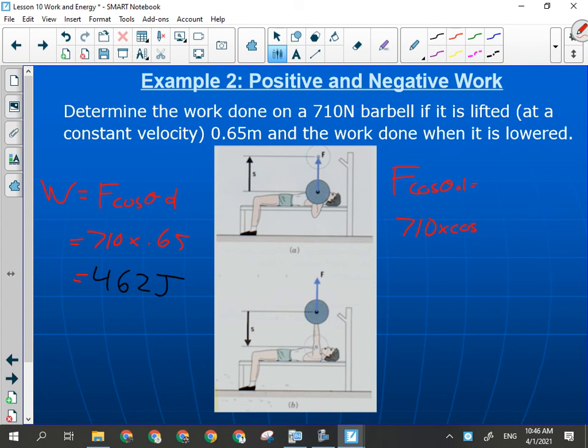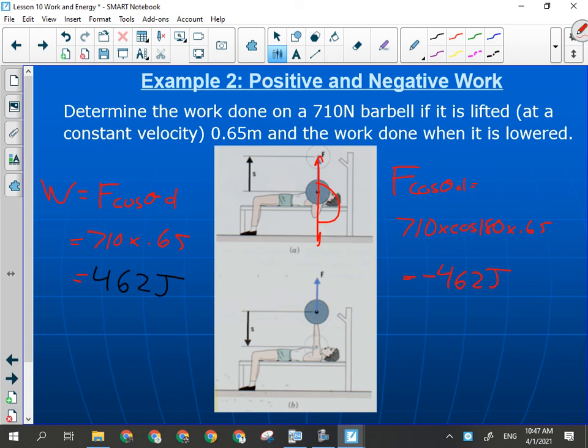Here's the way I'm pushing, here's the way it's going. What's my angle? 180 degrees. Punch it into your calculator. What's the cos of 180? Not 1. Negative 1. So now I've got 710 newtons up, that's positive, times negative 1 because it's moving the other way, times 0.65, I get negative 462 joules. That makes sense. The barbell has lost that energy. I lowered it back down to where it started. It doesn't have that energy anymore. It did that work on me.